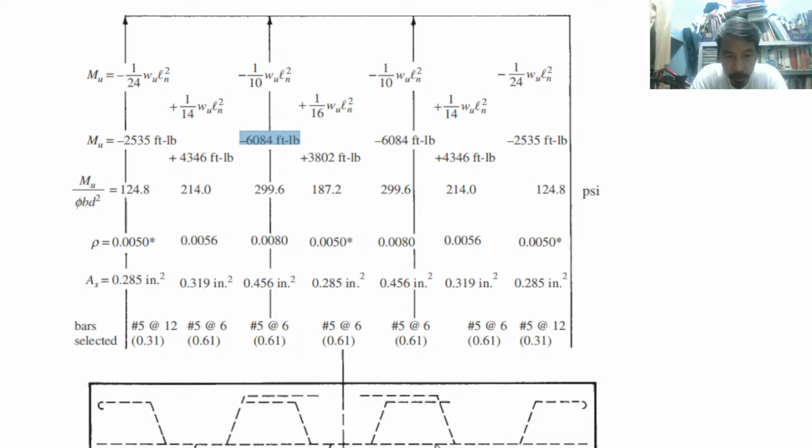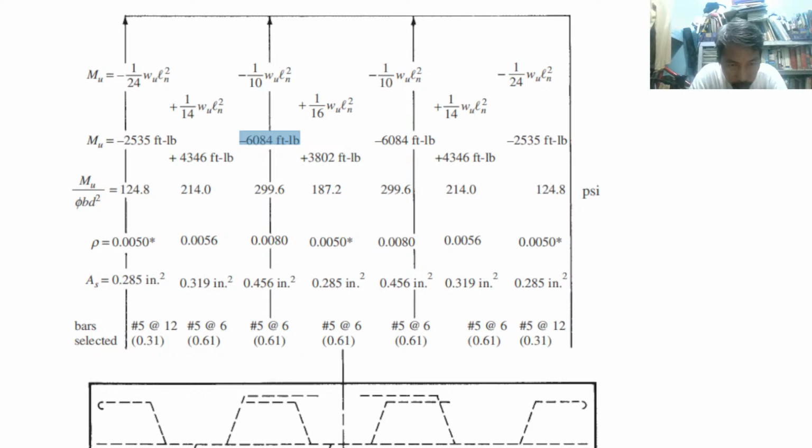Tension side here. This is the tension side. In between this one, tension side. So this is also tension side. Then another one, tension side. Then another one, tension side. Okay? So what about this? This is compression side. Okay?